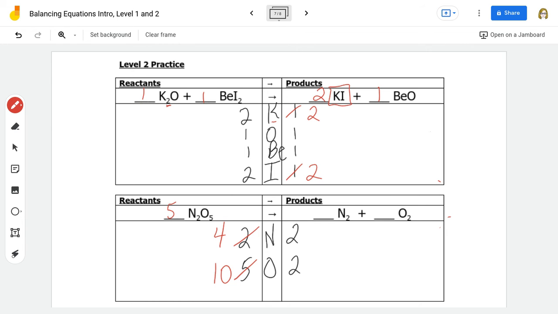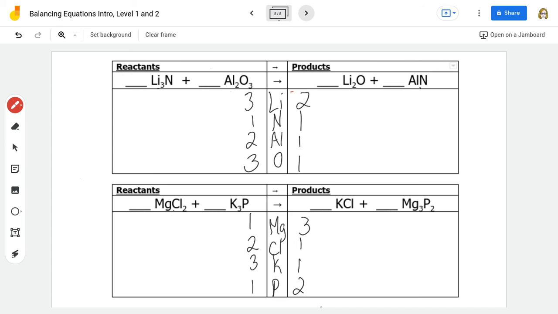To get 10 oxygen on the product side, I'm going to need to multiply that by 5. So I'll have 10 oxygen atoms on each side. And then I didn't need to balance out my N, but since I had to fix the O, I'm going to have to update the N. So I'll need a 2 here to make 4 N's on each side. So that one will be 5, 2, 5.